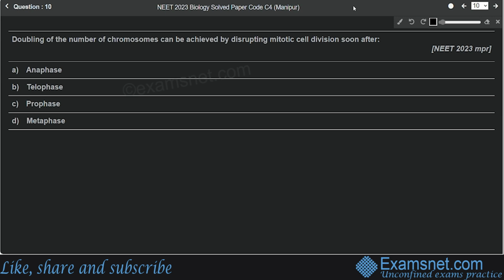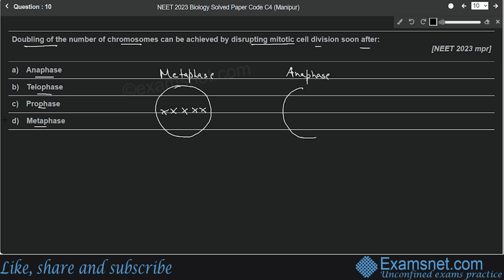Question number 10 is from the chapter Cell Cycle and Cell Division, and the question is: doubling of the number of chromosomes can be achieved by disrupting mitotic cell division soon after. Options are anaphase, telophase, prophase and metaphase. So we know that during metaphase the chromosomes are aligned at the center of the cell. Okay, so if this is the cell, then the chromosomes are arranged at the center or equator. Okay, like this. After metaphase comes anaphase, during which the sister chromatids are separated from each other.